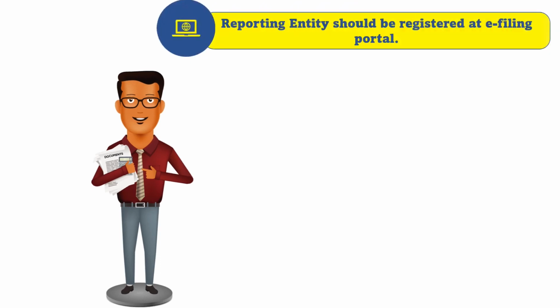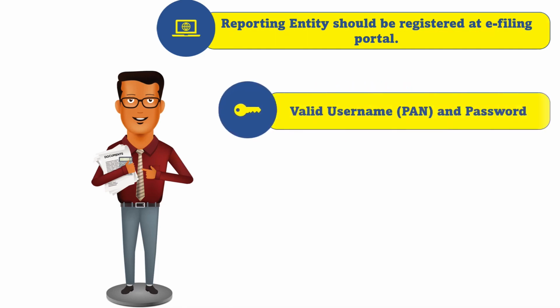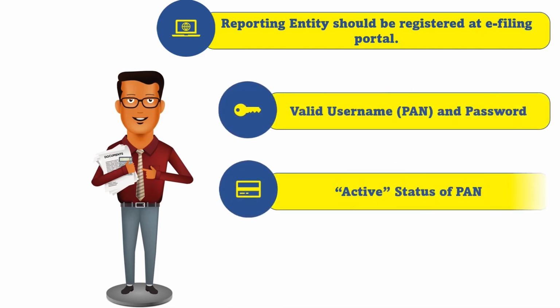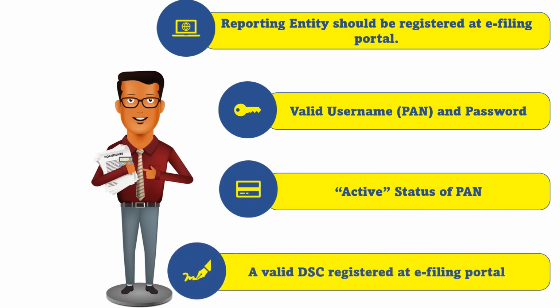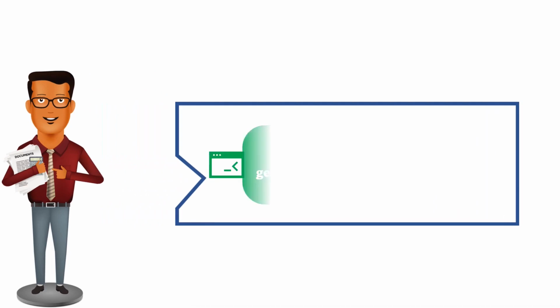In order to file these forms, the reporting entity should be registered on the e-filing portal with a valid username and password. The status of PAN should be active as per the PAN database. In case they wish to validate through digital signature certificates, they should have a valid DSC registered on the e-filing portal. Let us now look at them one by one.